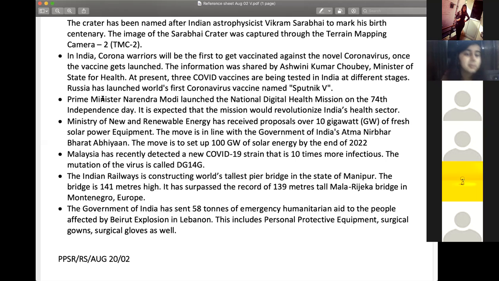Malaysia has recently detected a new COVID-19 strain that is 10 times more infectious. The mutation of the virus is called D614G. Now what is happening? They have discovered a disease more infectious than COVID-19 and they have named it D614G.